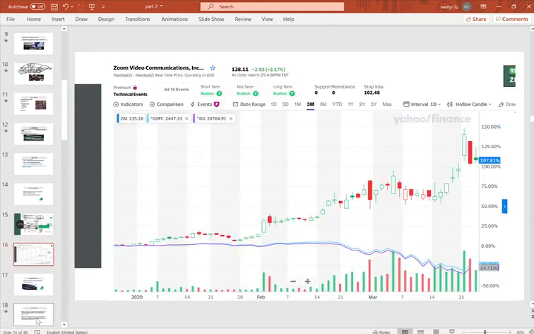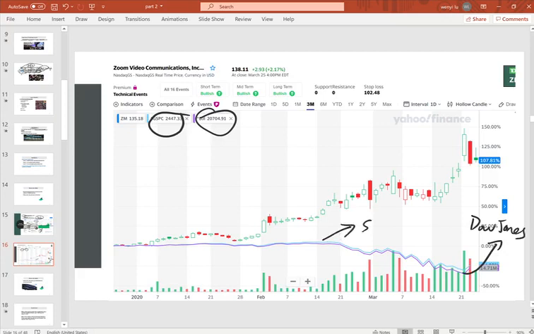Let's take a closer look at Zoom's price for the past 3 months compared with the other two indexes. One is the Dow Jones, one is the S&P 500. The purple curve is the Dow Jones index, and the blue curve is the S&P 500 index.